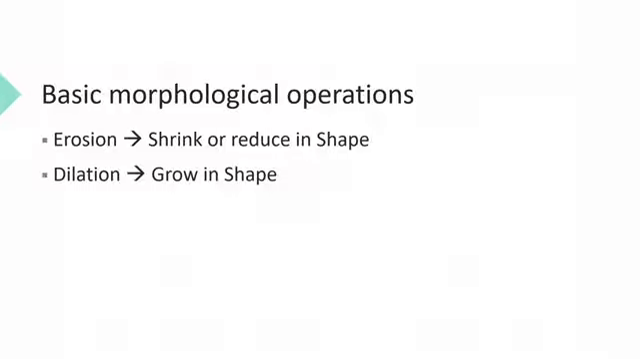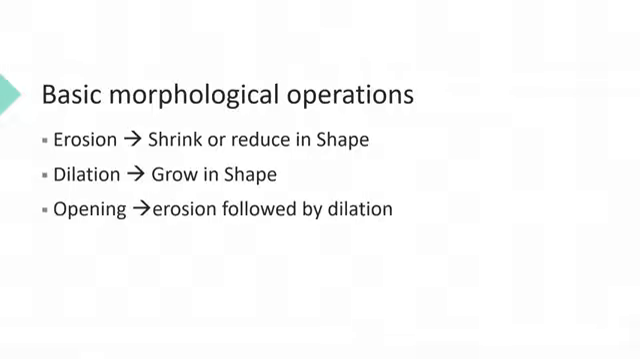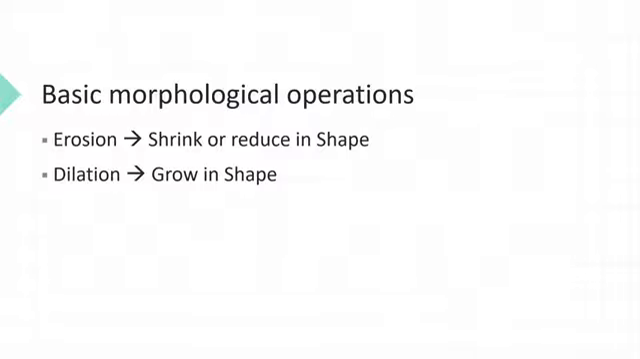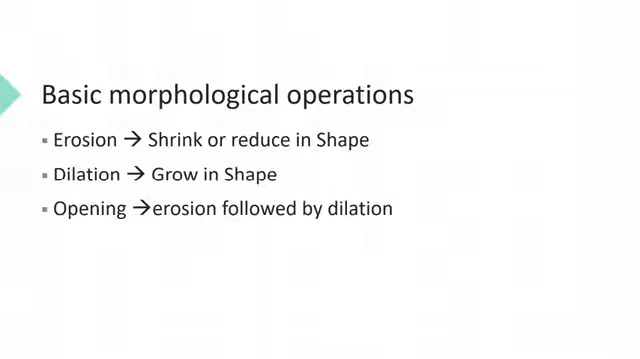Next one, dilation. It is simple, it is growth in shape. Any of the objects or regions in an image are meant to be grown in shape. That is called the dilation operation. Next we come across two operations which are the combination of erosion and dilation. The very first one is opening, which is the combination of erosion followed by dilation.